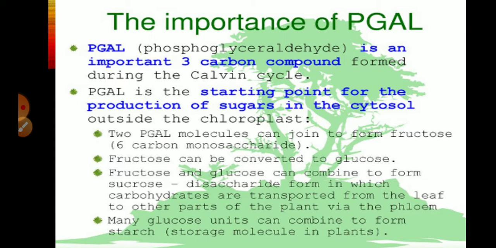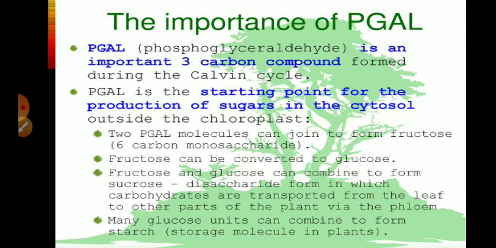Okay, so now we will see the importance of PGAL. Its name is phosphoglycerate aldehyde, or G3P, that is called glyceraldehyde 3 phosphate. It means at carbon number 3 a phosphate is added. So it has great importance in the Calvin cycle in photosynthesis, as well as in glycolysis, also in respiration.